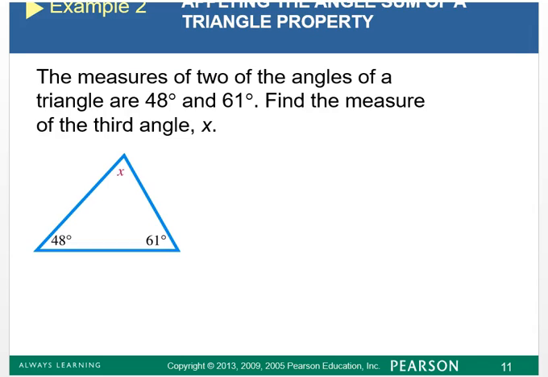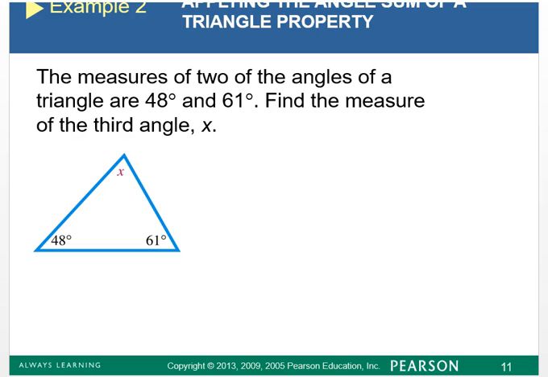So looking at this right here, the measures of two of the angles of the triangle are 48 degrees and 61 degrees. Find the measure of the third angle. With that triangle sum theorem, we can figure out what the measurement of that third angle is going to be.